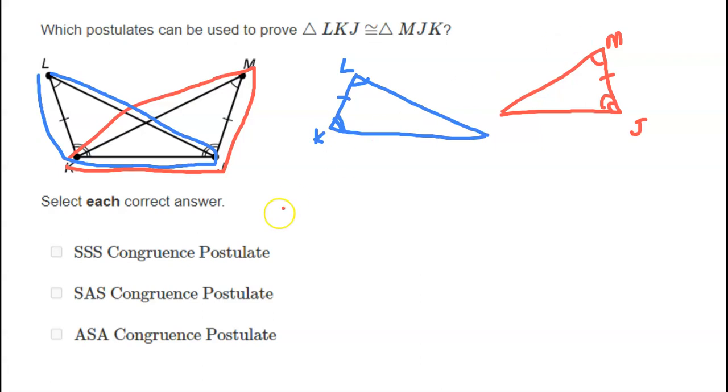So that gives us enough information, and I can actually go ahead and we'll say that this is K right here. And then this is J right here. Okay, so now we have enough information to see we have an angle, an included side, and an angle that would be congruent.